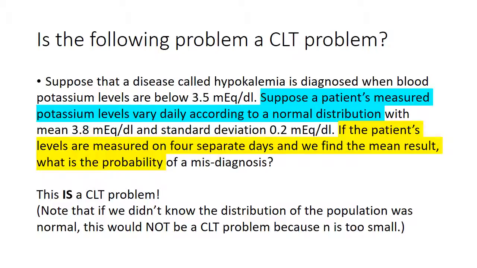All right, highlighted the key factors. We are looking at a probability involving a sample mean, and the underlying population is indeed normal. If we didn't have a normal distribution for the underlying population, we couldn't do what we're going to do because our sample size of 4 is too small.